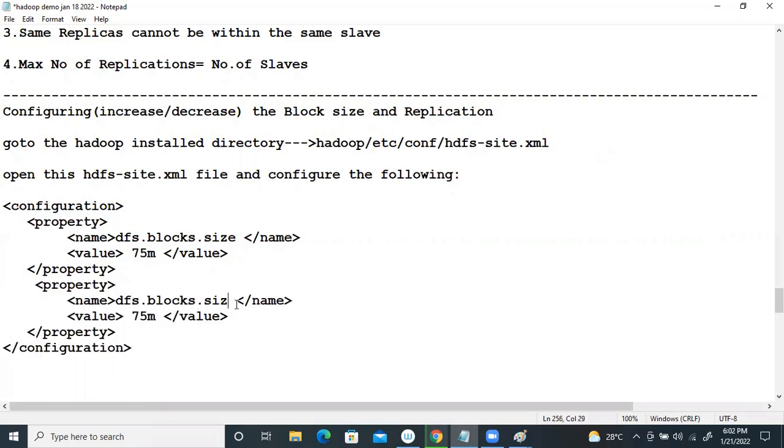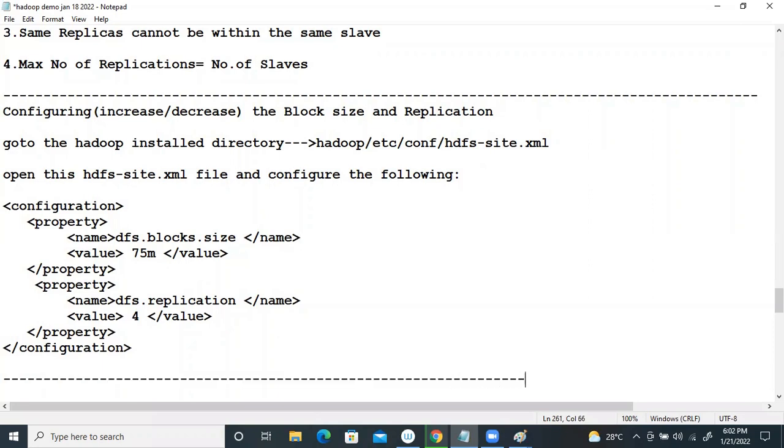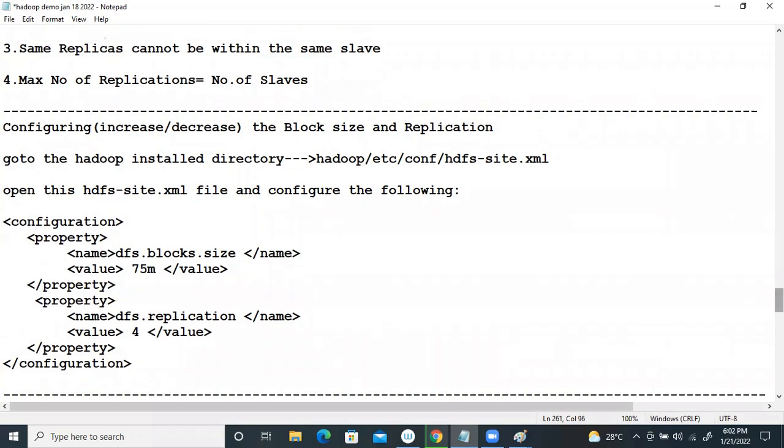dfs.replication. How many? By default 3. If you want to set it to 4 or 5 or 2, you can increase it, and if you want to decrease, you can decrease that. This is the number of replications. Understood, right? This is the replication and fault tolerance setting. If there is no data loss, there is no task failure, there is no job failure. So by using this replication and fault tolerance, we can go with it.